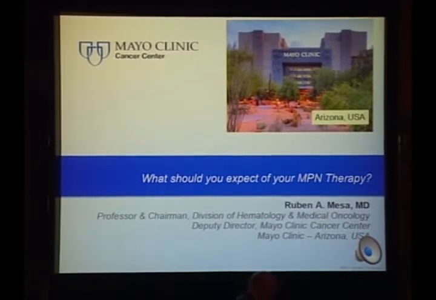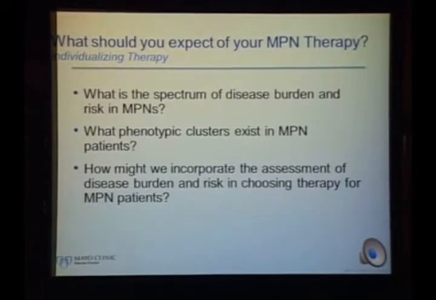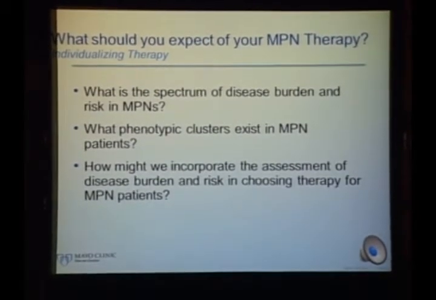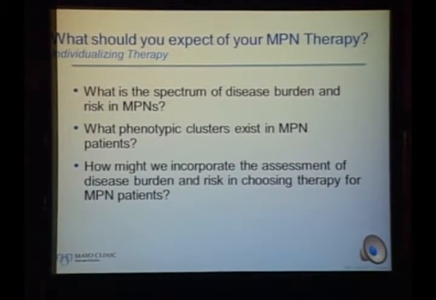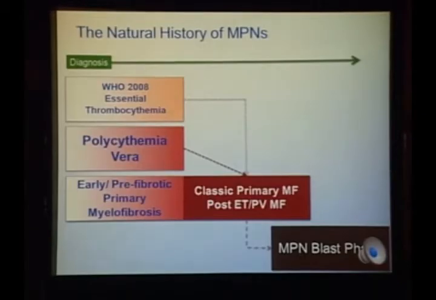Now, they asked me to speak today on what to expect from your MPN therapy. When we ask what we expect of our therapy, we must realize that our goal is to have it be individualized. To individualize therapy, we must both look at the spectrum of disease burden and risk in the MPNs, understand how MPN patients can be similar but different in different clusters, and finally, how do we incorporate the assessment of both the disease burden and risk in choosing therapy for your MPN.